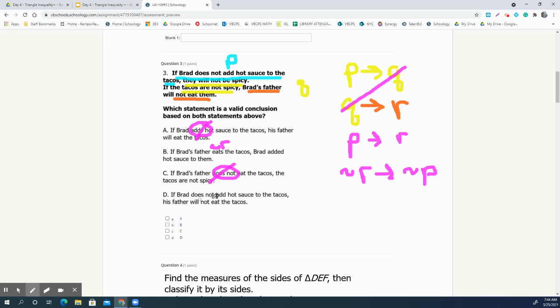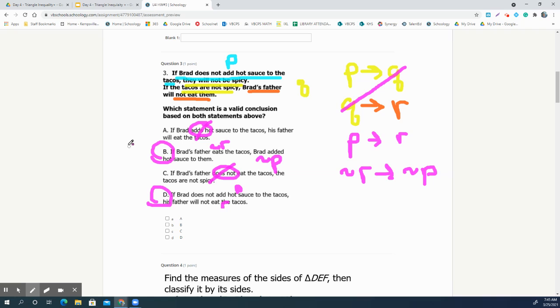If Brad does not add hot sauce to the tacos, so that's P. His father will not eat them. That's R. So I like this one. And this is not R. Brad adds hot sauce to them. He does not. This is not P.